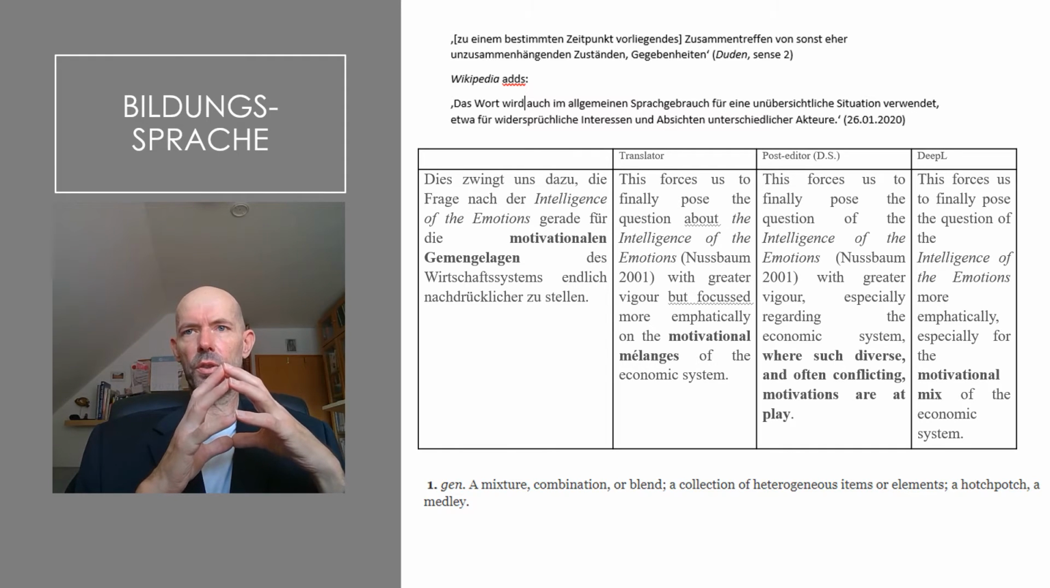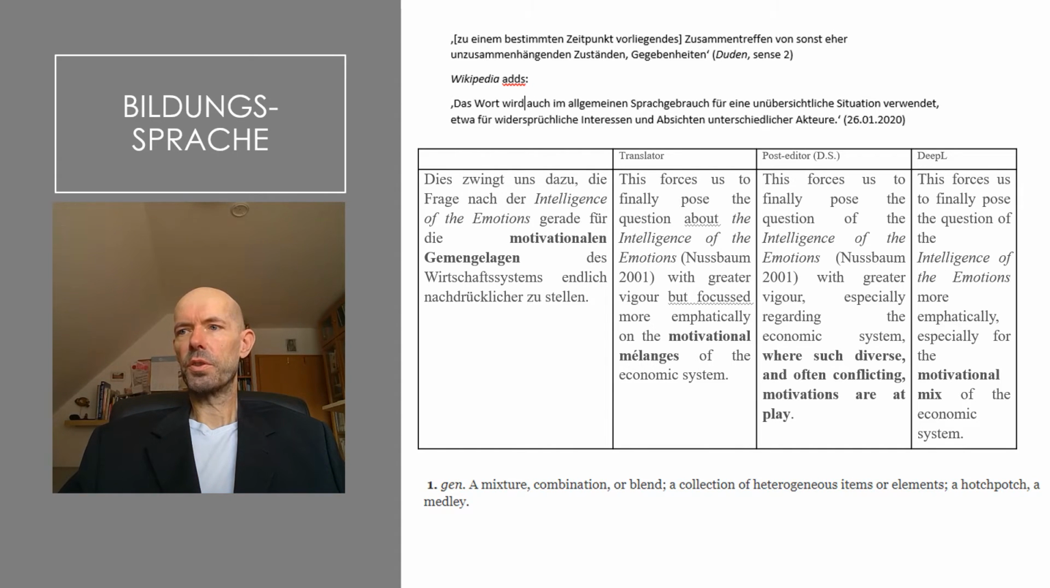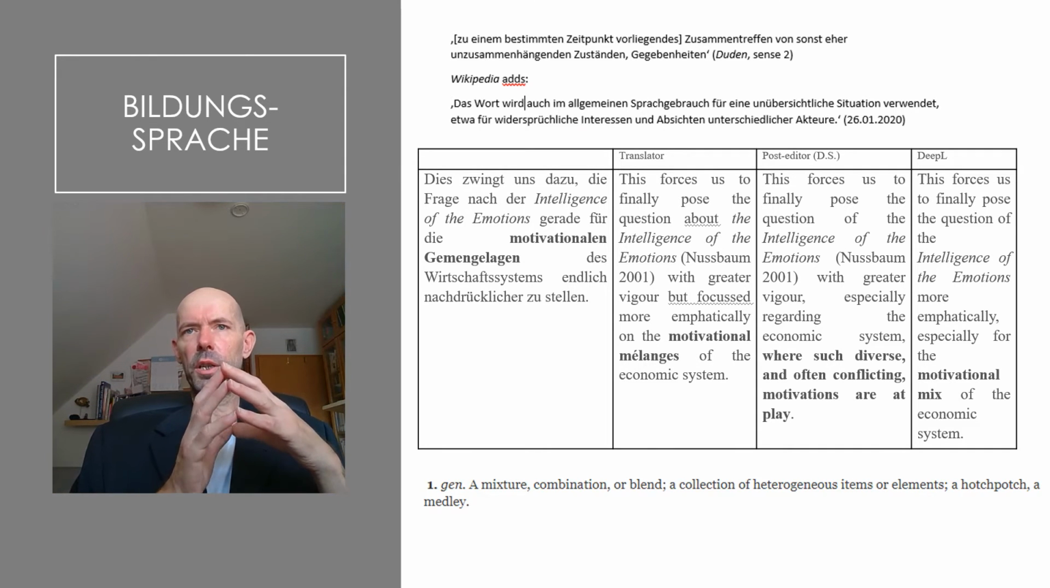The Duden has this to say on Gemengelage: Zusammentreffen von sonst eher unzusammenhängenden Zuständen, Gegebenheiten. And Wikipedia, which you might also want to consult on this point, adds, das Wort wird auch im allgemeinen Sprachgebrauch für eine unübersichtliche Situation verwendet, etwa für widersprüchliche Interessen unterschiedlicher Akteure. Now, Corpus Search confirms the Wikipedia definition. It reveals that Gemengelage is usually described as kompliziert, gefährlich, or even explosiv.